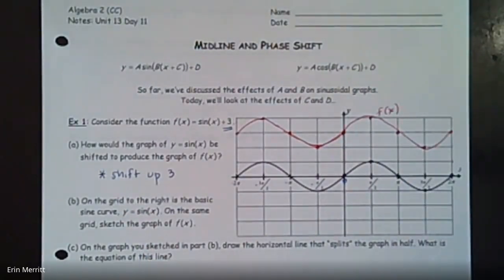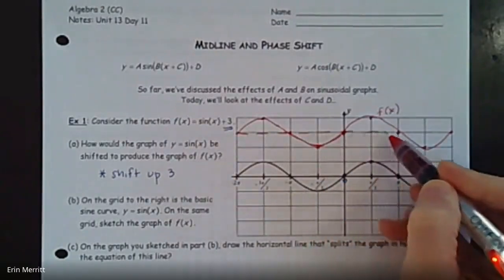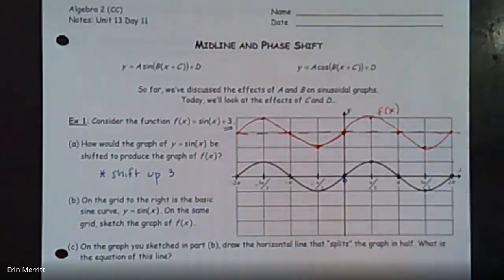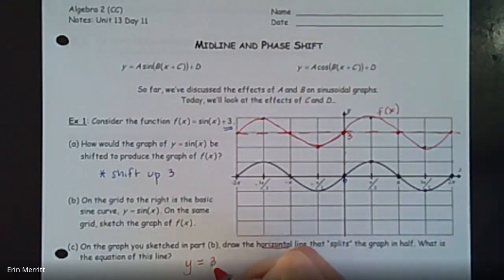And then on the graph you sketched in part B, draw the horizontal line that splits the graph in half. So the line that runs right through the middle of it would be this guy right here. It's going right down the middle. When it says, what's the equation of that line? Well, it's a horizontal line, so it's just y equals a constant. And the constant that it would hit, 1, 2, 3, is that value right there. Just y equals 3.